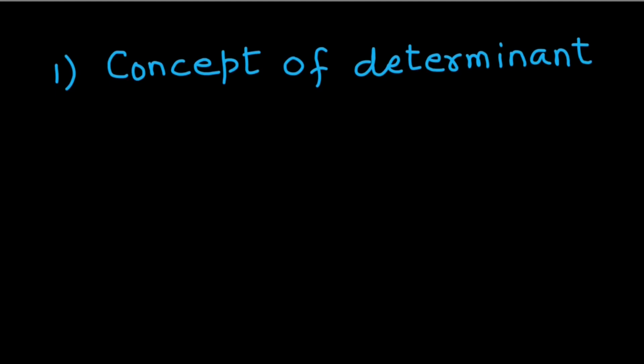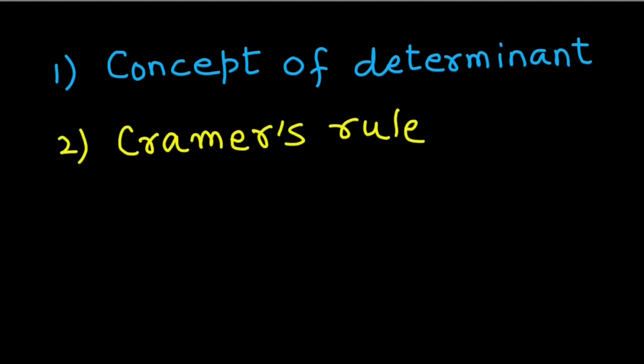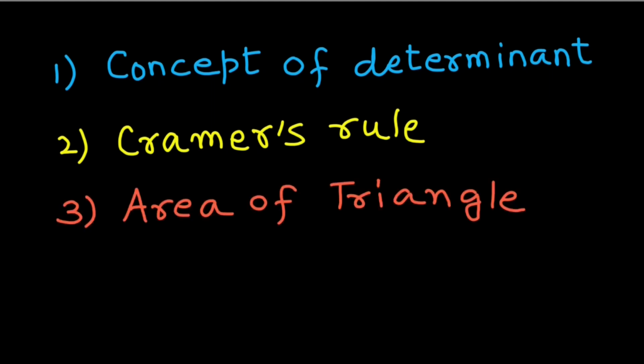In this video, we will discuss number 1, the concept of determinant, number 2, Cramer's rule to solve linear equations in 2 variables and 3 variables, and number 3, how to find area of a triangle using determinants.